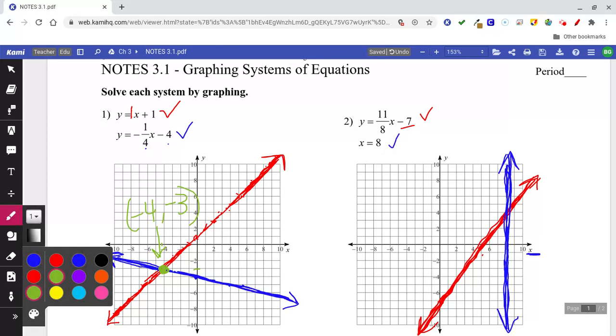But we want the solution for both of them. We want a point that's on the red and blue lines at the same time. And so it looks like that intersection point would be the point 8, 4. Look at your x number is 8, your y number is 4. That should be a solution to both of those equations.